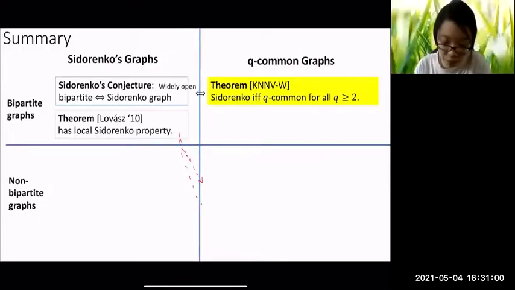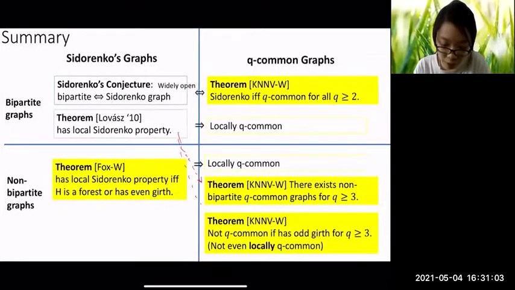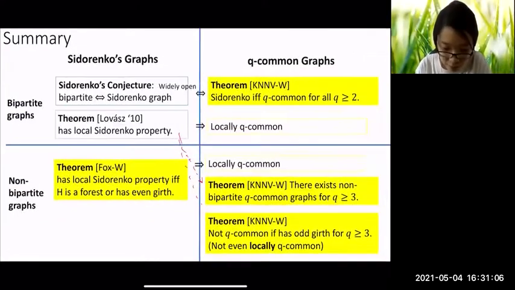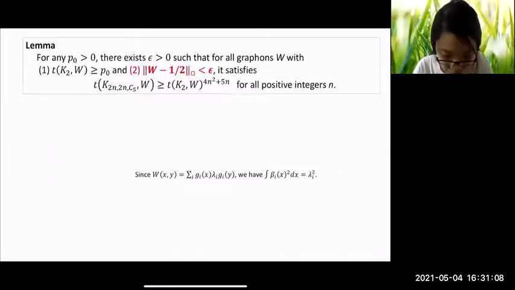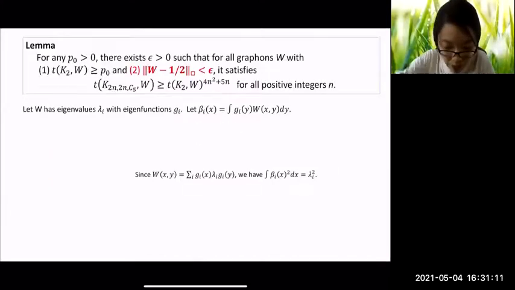Right, so maybe I'll just talk briefly about the local case. Okay, so the local case is basically we want to show that there's a uniform epsilon such that for the perturbation, the density of K_{2^n,2^n} with n copies of C5 is at least what we expect. And as I mentioned, we want to use a spectral method to prove this in order to get a unified epsilon. So let's say W has eigenvalues lambda_i with eigenfunctions g_i.